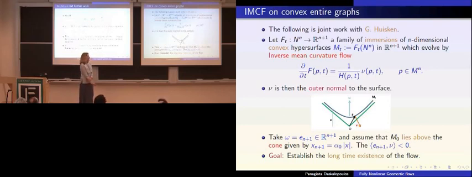Now, in general, we didn't assume convexity, although in one case, the most interesting case, which is the case of the cone, we had to assume convexity, although we believe that it's not necessary. So we consider an entire graph, again like before, in the direction of this omega in R^(n+1), which moves by inverse mean curvature. So if it's convex, it will move outward.